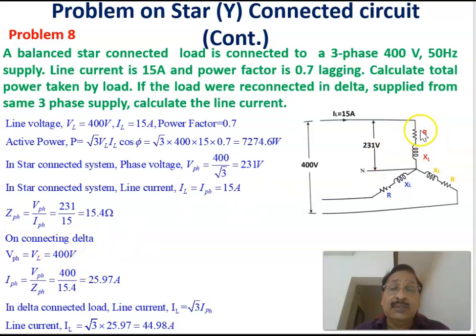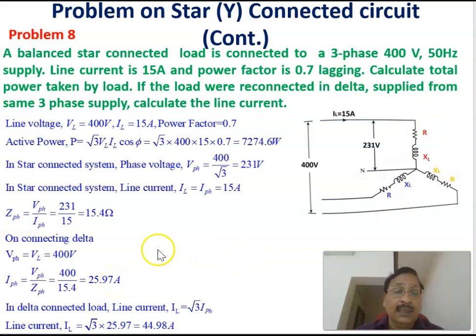Now the same load you are going to connect as a delta. On connecting to delta, the phase voltage will be the same as the line voltage, which is equal to 400 volts. Then the per phase current will be the per phase voltage divided by the impedance we calculated. That is 400 volts divided by the impedance 15.4 ohms, which is equal to 25.97 amperes.